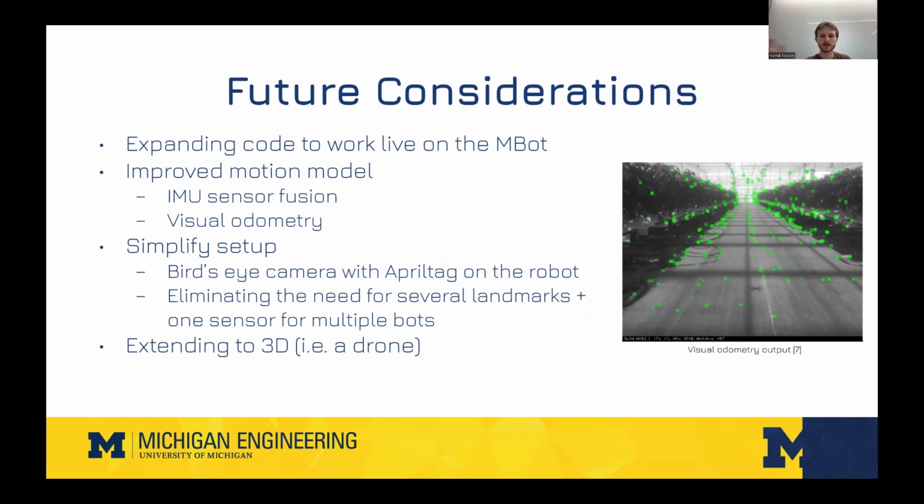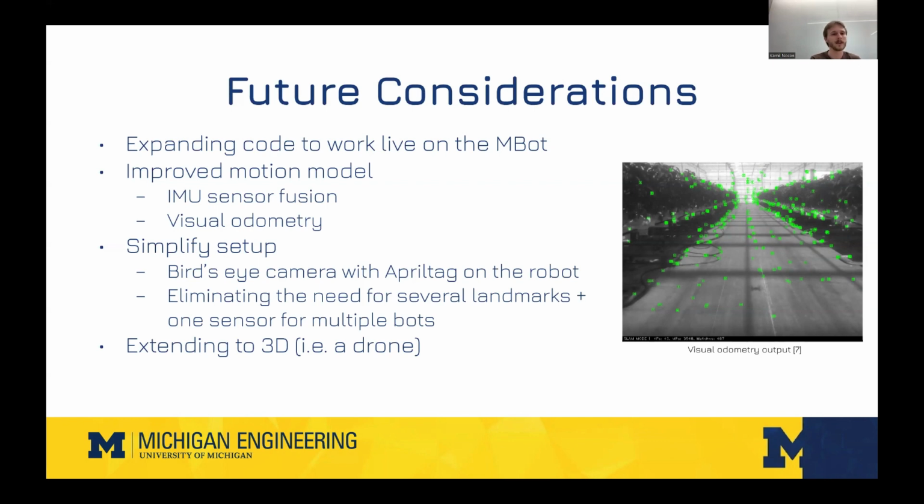Yeah, so some of our future considerations to extend this project would be to actually have it working live on the MBOT. So creating an LCM node that would subscribe to the robot pose and then update that. There would be a Kalman filter node that would publish a new position that could be subscribed to. And then another idea that we had was improving our motion model. So in this experiment, we did not use any of the IMU data, but we can use that as well as part of our motion model.